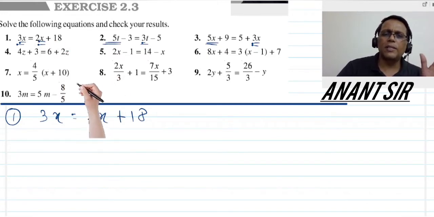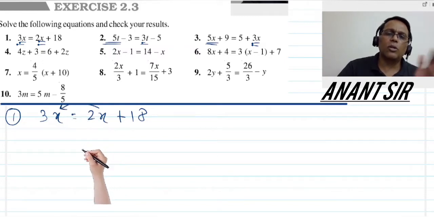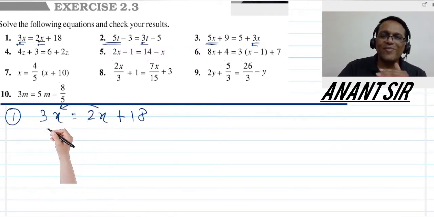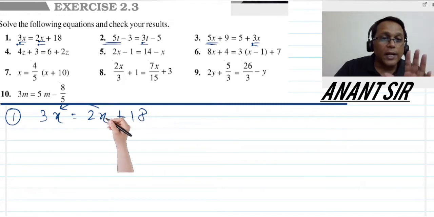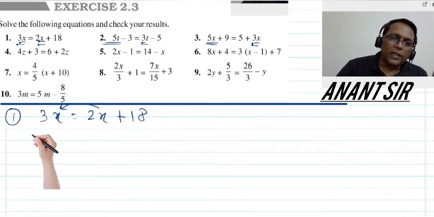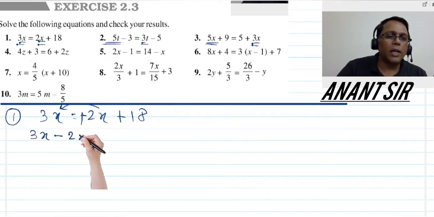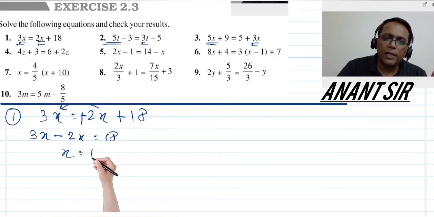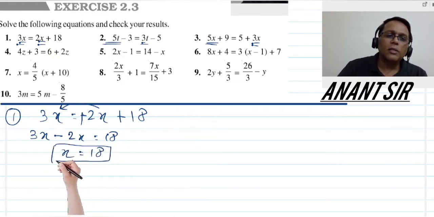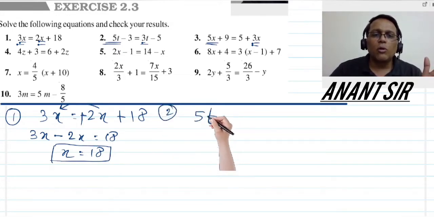Funda remains the same. What is the funda? Take the variables on one side and constants on the other side. That's it. So I cannot add 2x and 18. It cannot become 20x, right? So take that 2x to the other side. As it was plus here, it became minus, and 18 remains as it is. 3x minus 2x is nothing but 1x, that is x. So you got the answer, x equal to 18. So simple question, right? So we move on to the second question.